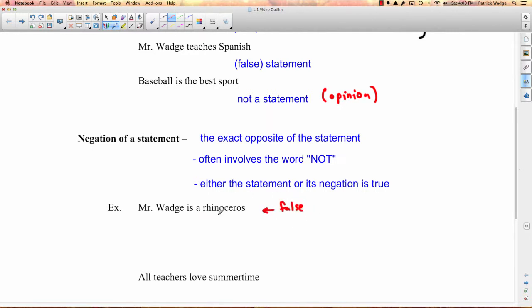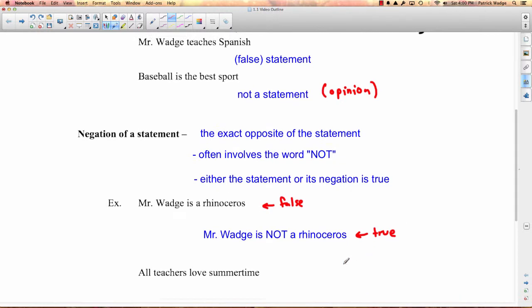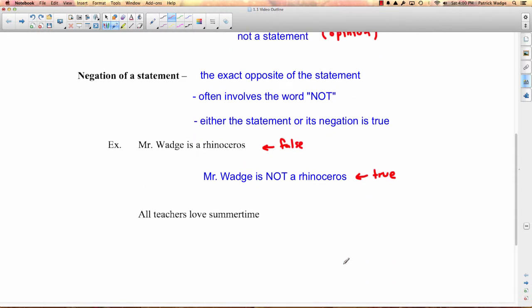Now, what's the negation of this statement? The negation of this statement is Mr. Wodge is not a rhinoceros. This is the negation of our original statement. This statement is true. I am not a rhinoceros. Sadly, I'm not a rhinoceros. That'd be so cool to walk around all day thinking, wow, I'm a rhinoceros. But I can't do that.